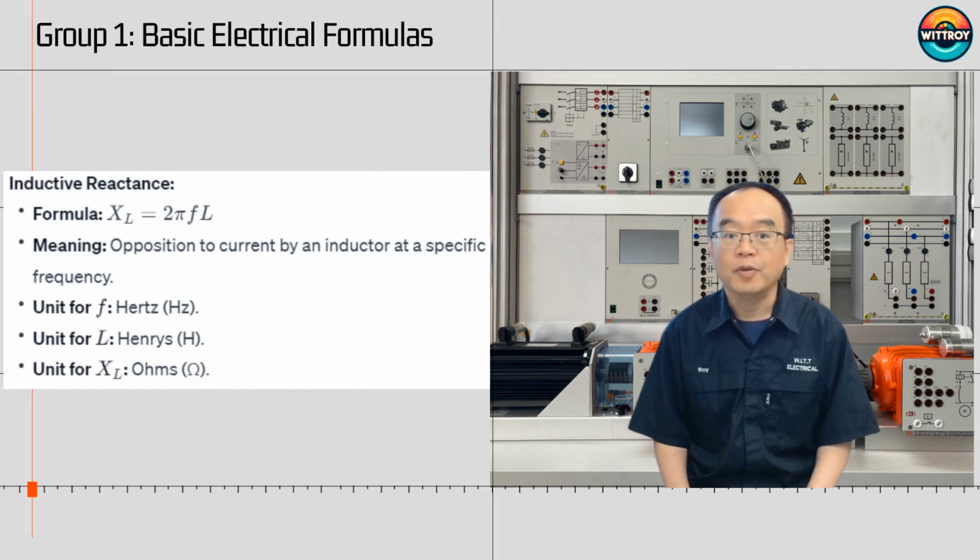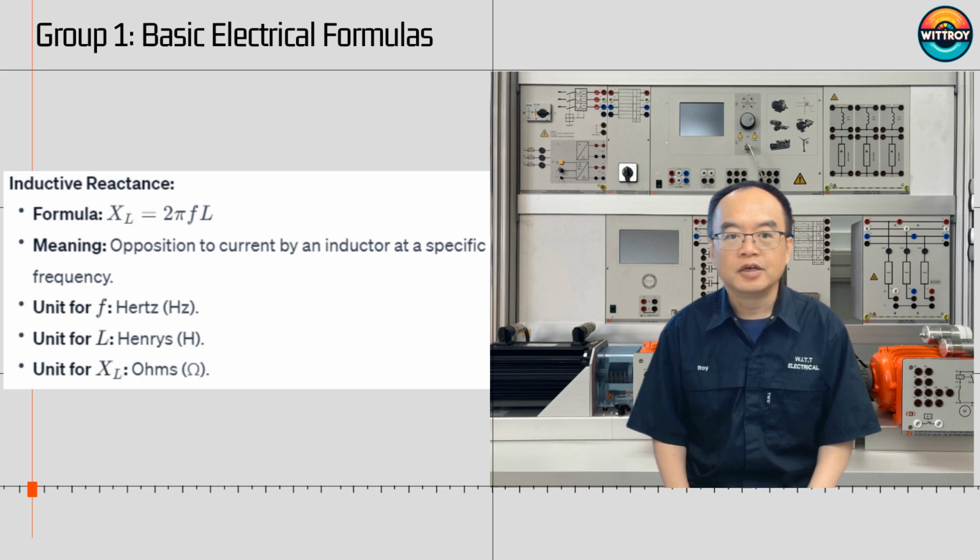First, let's look at the formula itself. The formula for inductive reactance is XL equals 2 pi f L. This formula calculates the opposition to current by an inductor at a specific frequency. Now, let's break down each variable in this formula. F, frequency, the rate at which the current alternates. The unit for frequency is hertz.